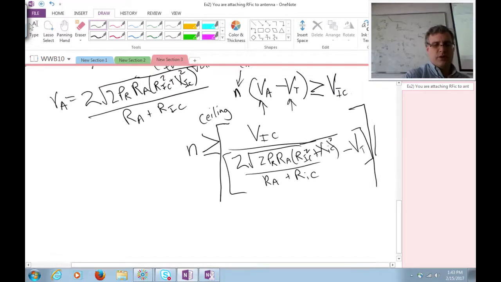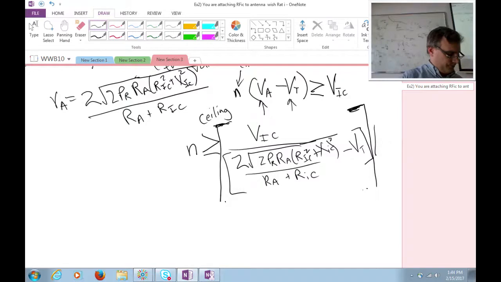Opposite of the floor function. So I put little divots here on my brackets, but I don't put anything at the bottom to denote that I'm going to take the largest possible integer of whatever that produces. And that'll give me a nice estimate of how many diode stages that I actually need.